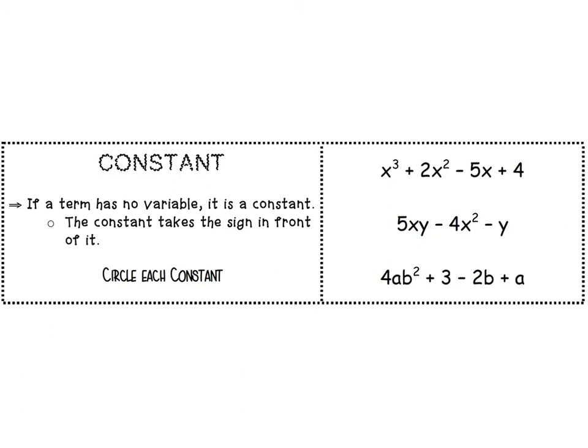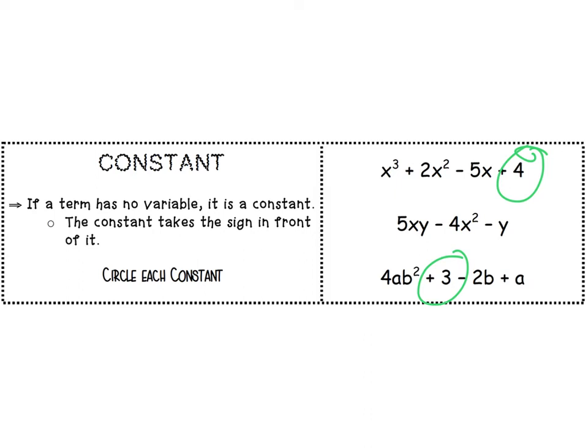Our next vocabulary word is constant. When we typically think of constant in English and language arts, we might think of something that happens all the time, or that stays the same. Well, we can actually think of a constant in math as the same thing. Our constants here are 4 and 3. We call them constants because they have no variable attached to them, so their values will always stay the same throughout the entire expression.